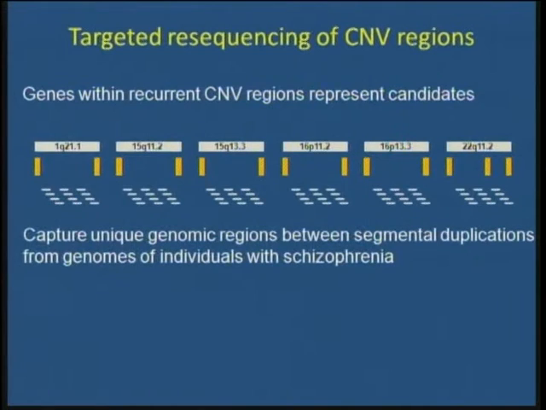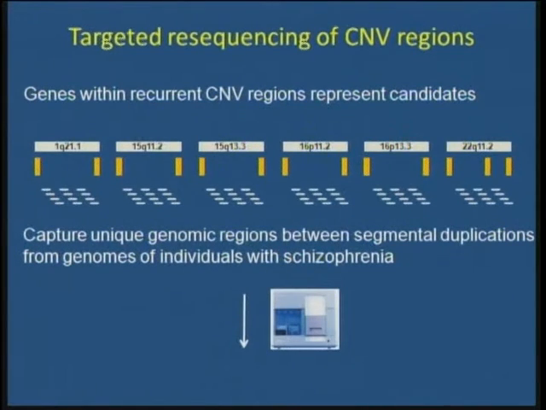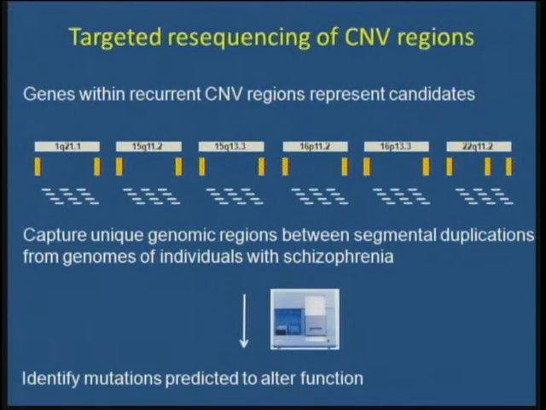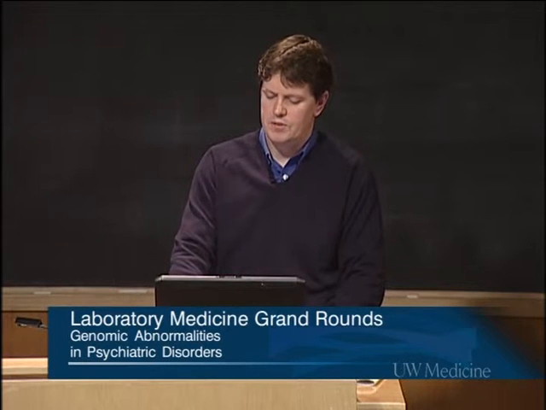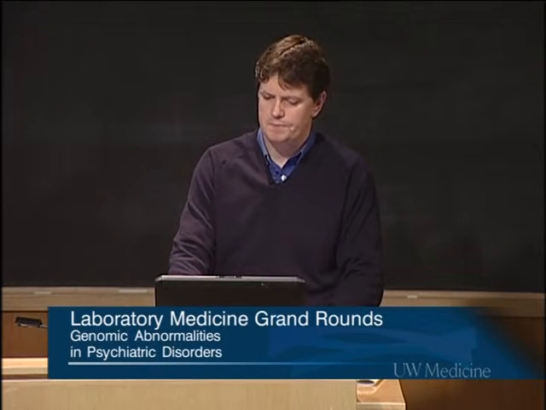So what we've done is design an oligonucleotide array that will capture just those regions within the segmental duplications. And we can then hybridize that array to a prepared library from a schizophrenia individual just to enrich for those regions. We'll then put it on our next generation sequencer and look for mutations predicted to alter function. They could be within the gene or controlling regulatory elements of the gene, or upstream or downstream of the gene.